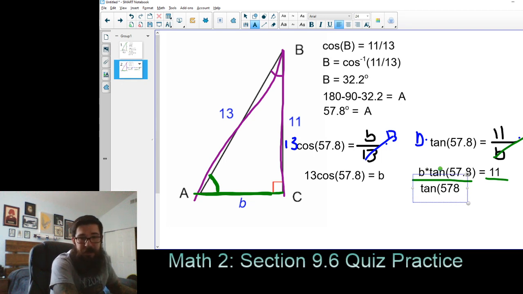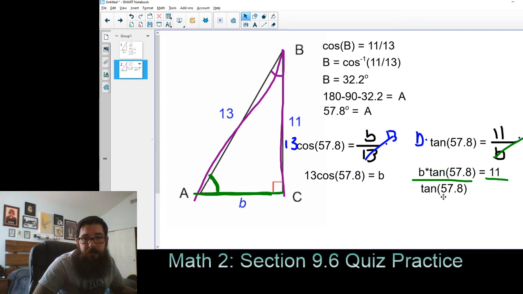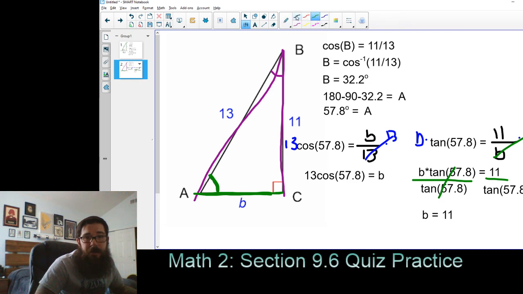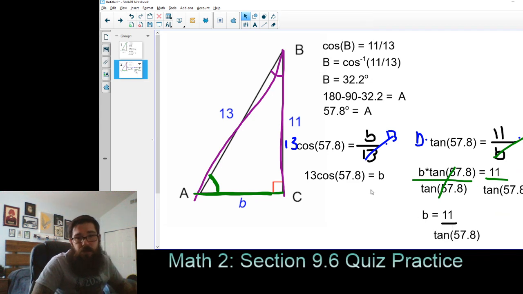And again, you've seen this, which is why I said this section is going to kind of bring together everything. Just copy this over. The tangent of 57.8s are going to cross cancel. So what's your final answer going to be? Very appropriately, B equals 11 divided by tan of 57.8. So let's go to the calculator and type in both of these.